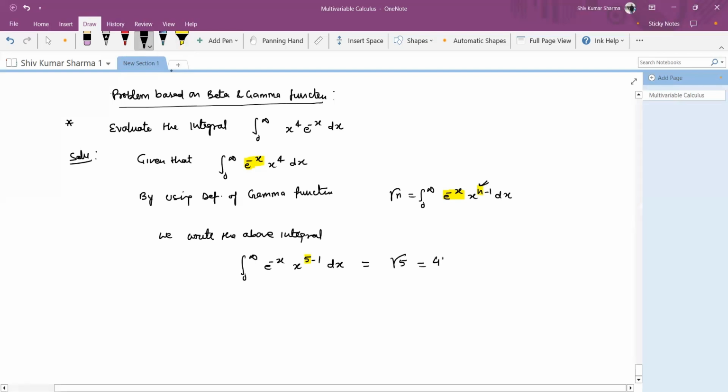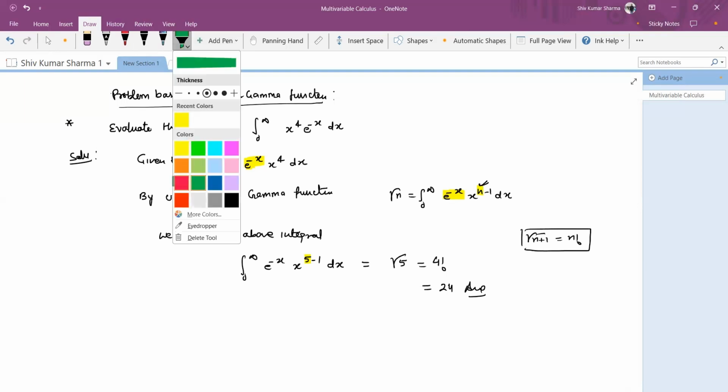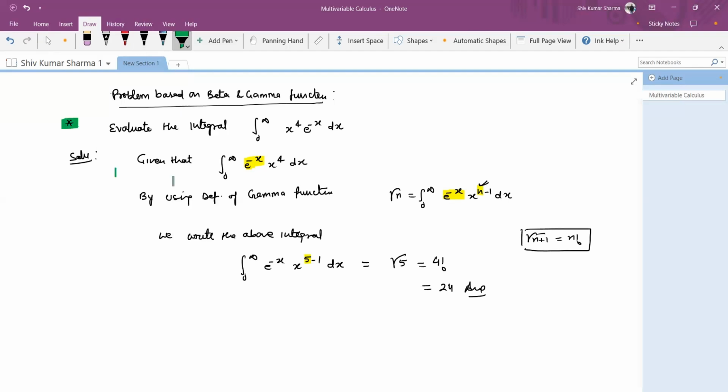So we have a relation between beta and gamma. We can write that gamma n plus 1 is equal to factorial n. We have already proved this relation. So this gives us factorial 4. What is the value of factorial 4? Equal to 24. So this is our answer. So this is the first question, which we have solved. Now we move to further questions related to beta and gamma function.